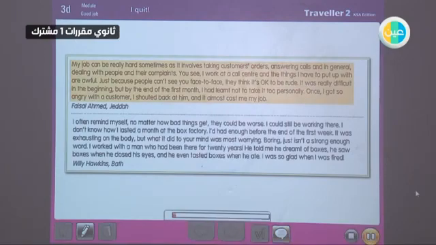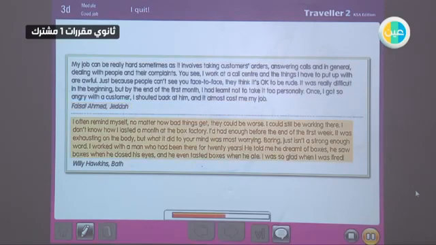My job can be really hard sometimes, as it involves taking customers' orders, answering calls, and in general dealing with people and their complaints. You see, I work at a call centre, and the things I have to put up with are awful. Just because people can't see you face to face, they think it's okay to be rude. It was really difficult in the beginning, but by the end of the first month, I learned not to take it too personally. Once I got so angry with a customer, I shouted back at him. It almost cost me my job. Faisal Ahmed, Joe.